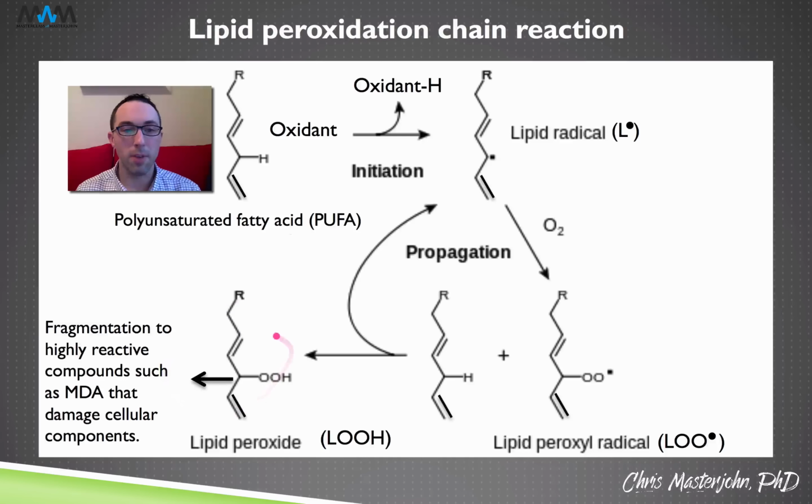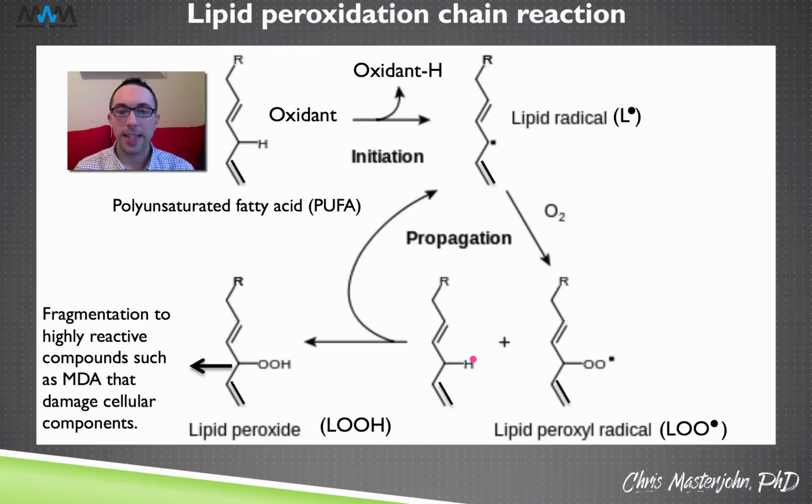Meanwhile, the first lipid peroxide can fragment to form MDA and other highly reactive compounds. And the second PUFA that got oxidized can now initiate a new cycle. So that propagation step happens over and over and over again, and lipid peroxides accumulate.